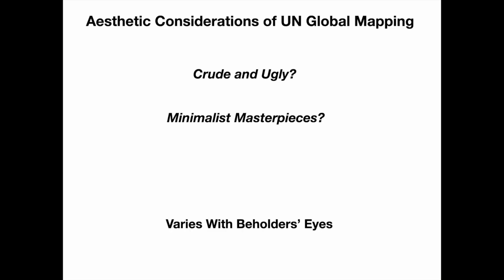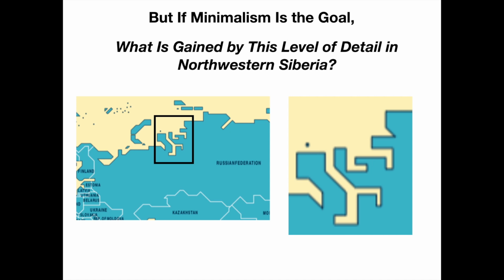A few points on aesthetic considerations of the UN global mapping, particularly the world today. I myself find it rather crude and ugly. I think some people might find it a minimalist masterpiece, though, because they convey the world with very few lines, make it very stripped down and simple. And it obviously is going to vary with beholders' views. But I would note that it's not exactly minimalist. You don't need to have that kind of complex depiction of Northwest Siberia if minimalism is your goal. It doesn't do anything. It conveys nothing.